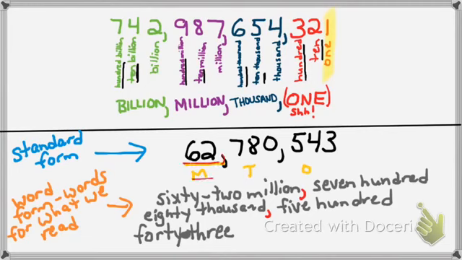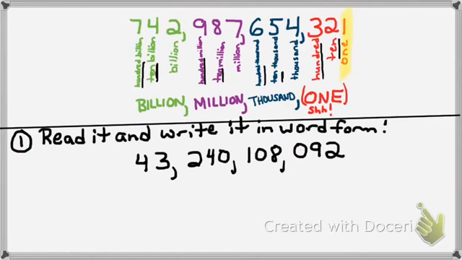62, comma tells me I have to say the period million. 780, comma tells me say the period thousand. 543. No comma, so I don't say the period. 62,780,543. So now we get to the example number 1 in our lesson.